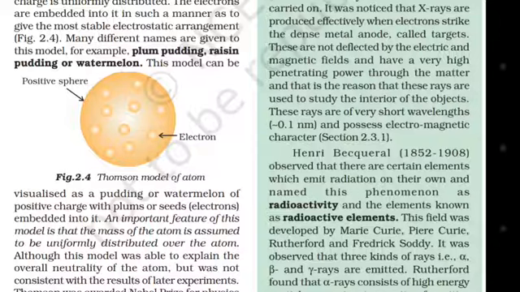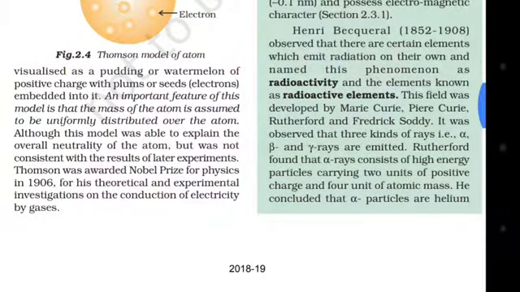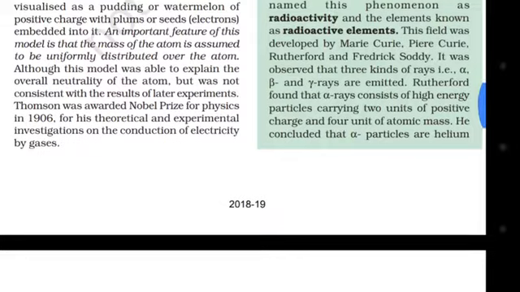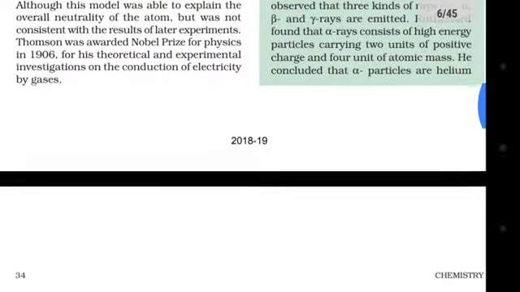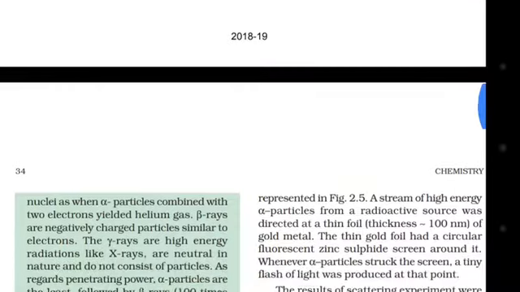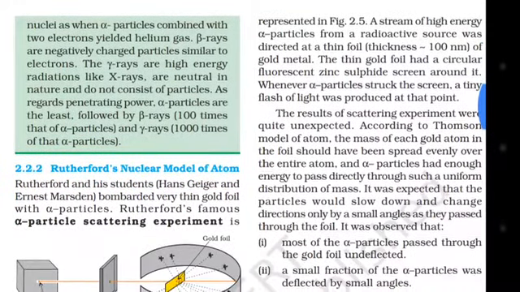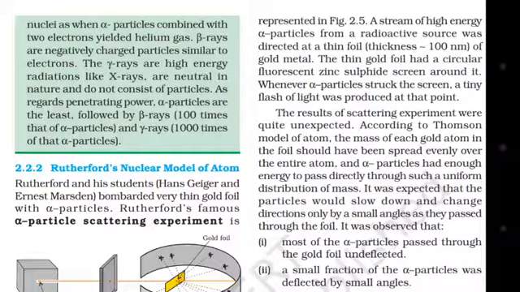Henri Becquerel (1852 to 1908) observed that there are certain elements which emit radiation on their own and named this phenomenon radioactivity, and the elements radioactive elements. This field was developed by Marie Curie, Pierre Curie, Rutherford, and Frederick Soddy. It was observed that three kinds of rays, that is alpha, beta, and gamma, are emitted. Rutherford found that alpha rays consist of high energy particles carrying 2 units of positive charge and 4 units of atomic mass. He concluded that alpha particles are helium nuclei, as when alpha particles combined with 2 electrons they yielded helium gas.